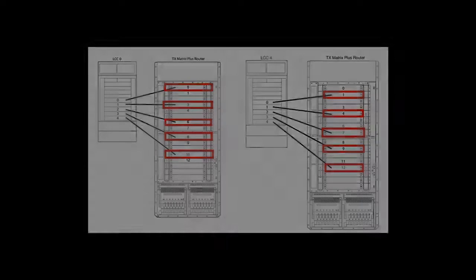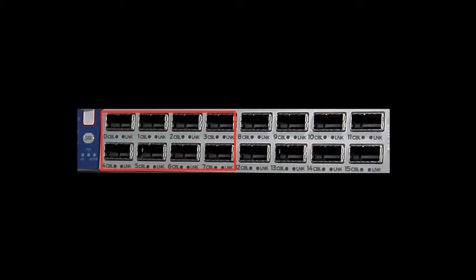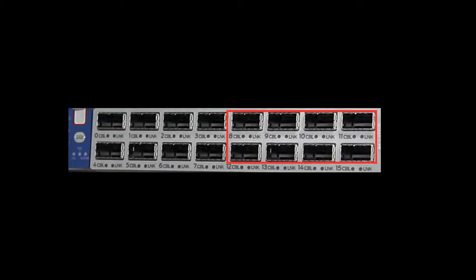9, and 12. In a T4000 LCC 0 and LCC 4, all the 8 ports are connected to ports 0 through 7 on the F13 3D SIB. In a T4000 LCC 2 and LCC 6, all the 8 ports are connected to ports 8 through 15 on the F13 3D SIB.